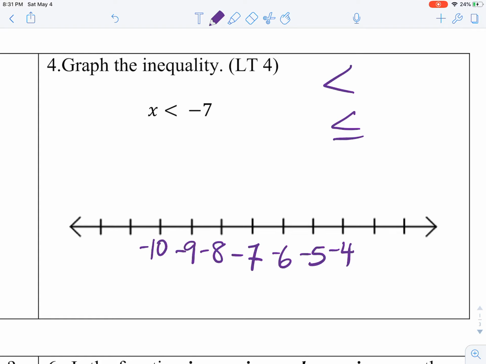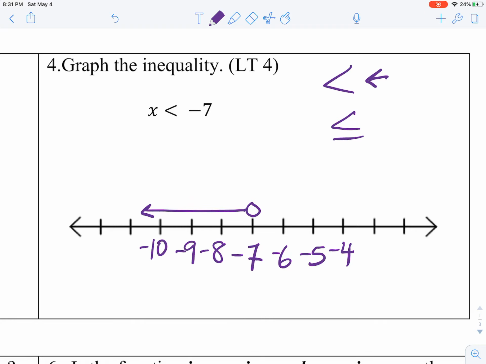Okay, so this one right here, what are we talking about? We're saying that x is less than -7. That means that it could be all the way up until right here, but it can't include -7. So what we do to describe that is we put an open circle here to say, okay, we're approaching -7, but we just can't get there. That's why it includes everything but that. And we're going to draw our arrow to the left because x is going to be less than -7.